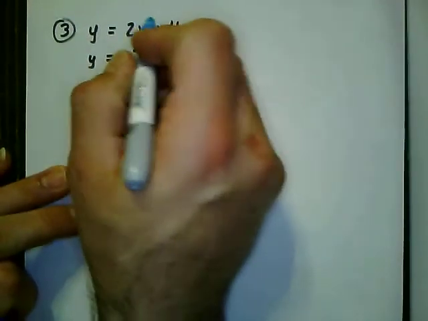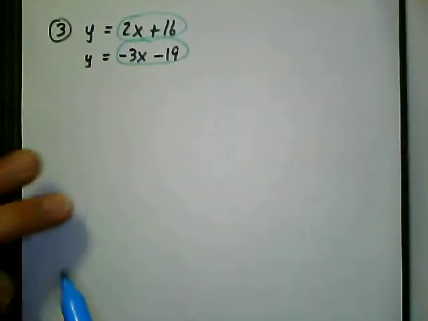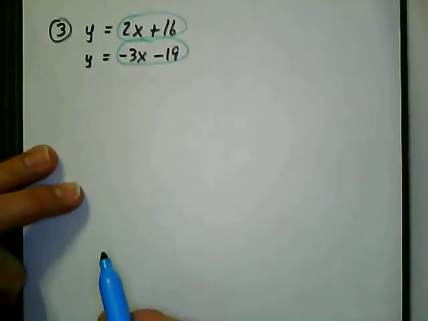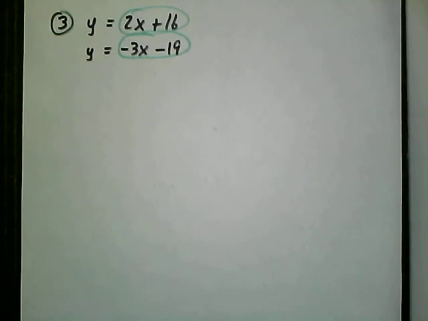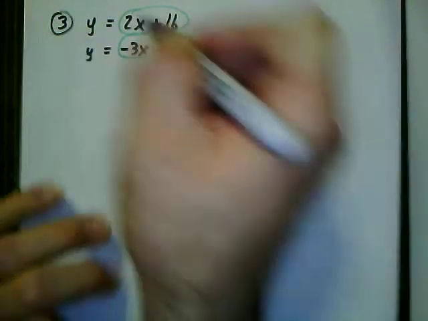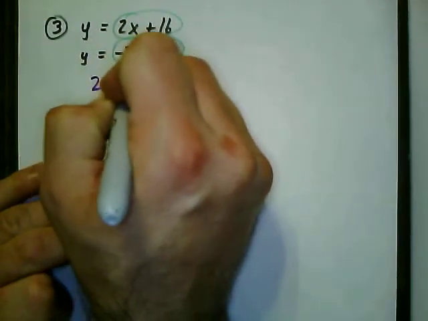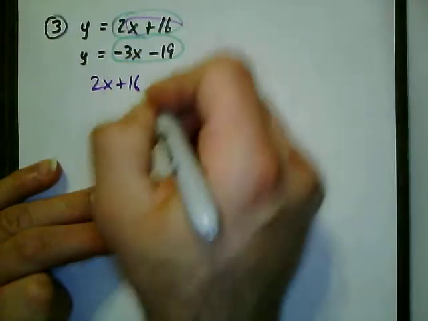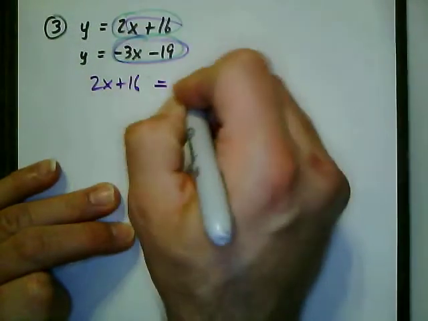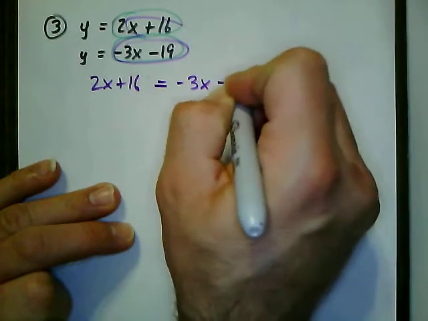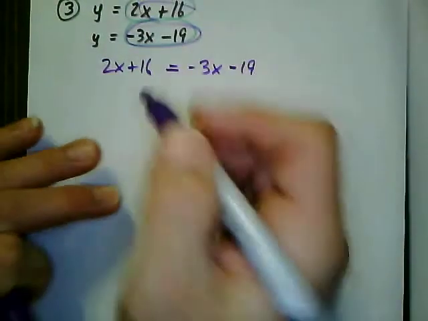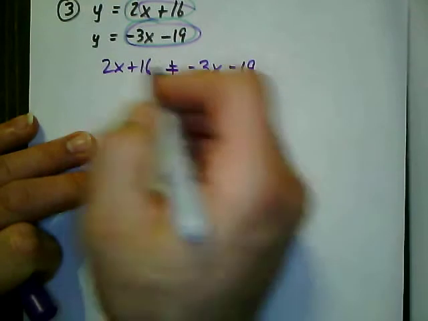All right, here we go. That one and this one, they're equal to each other. Ugh, don't like that color either. Where's my purple? That one works better. Here we go. 2x plus 16 equals negative 3x minus 19. They're both equal to y, so they've both got to be the same value.